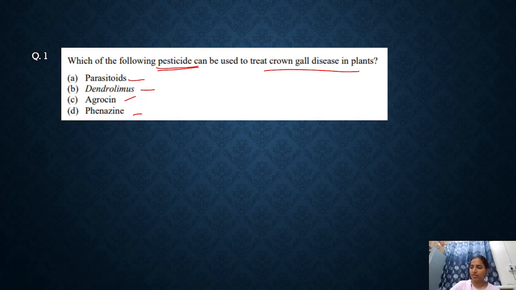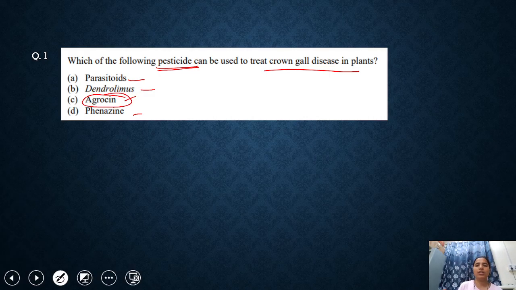So for this disease, which pesticide is used? Anyone want to answer this? You must know this. Okay, someone answered, Puja. Yeah, correct answer. This agrocin is used for this crown gall disease. For this question, answer is C.